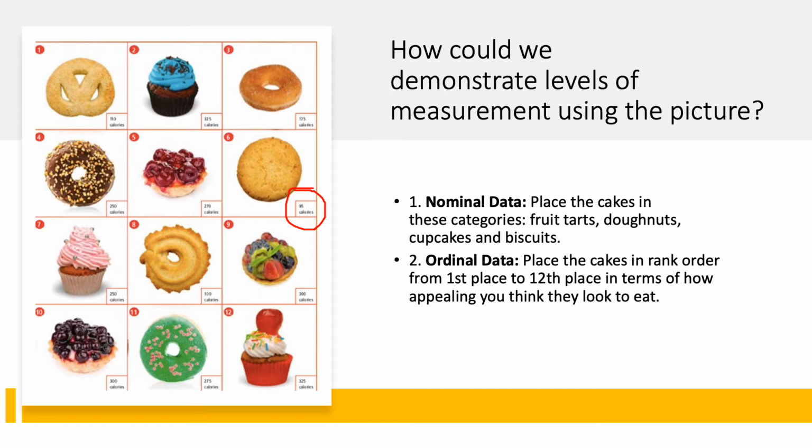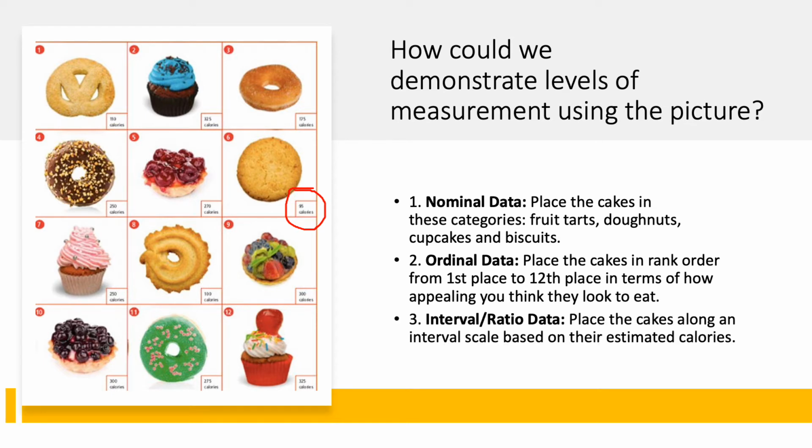And then interval and ratio data, remember, has to have fixed intervals, the same difference between data. So we could do an interval scale based on estimated calories, or you might have also said price, because the difference from 1 penny to 2 pennies is the same as 5 pennies to 6 pennies.